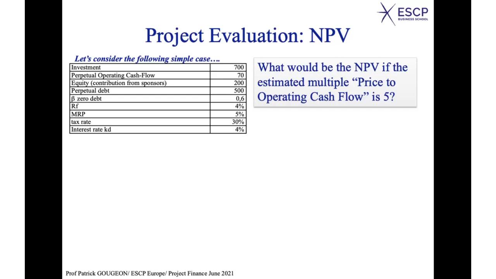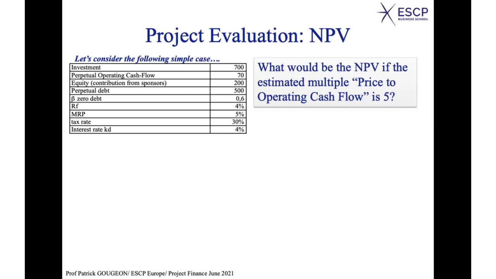The operating cash flow is 70. So it means that the value of the equity of this project would be 5 times 70, in other words, 350. So if you use 350 now for the equity value, and if you have the same calculation, you see there is more equity, so the beta equity is lower. The cost of equity is also lower because the proportion of debt is lower. And the WACC is 5.76 in the end.